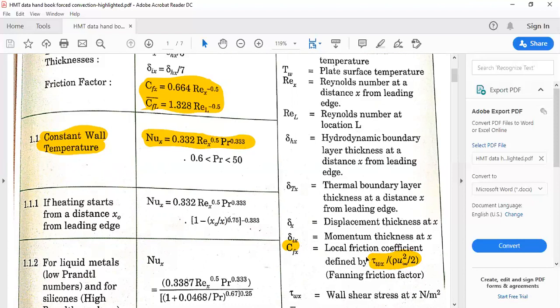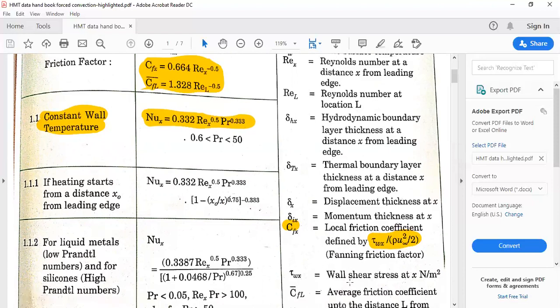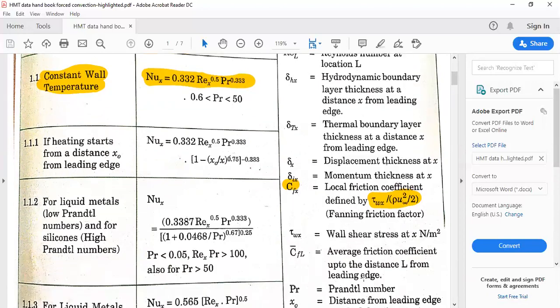So use this equation, get the value of tau. Tau is nothing but the wall shear stress, which is shear force divided by area, that is force per unit area. So if they ask for shear force, then tau into area will be the shear force.